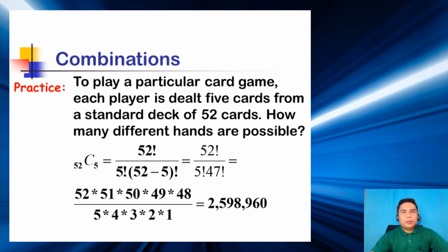So here's a practice problem. To play a particular card game, each player is dealt 5 cards from a standard deck of 52 cards. How many different hands are possible? So you'll be looking for how many possible hands there would be given the situation. Here order is not important. It does not matter since all players will receive the same number of cards.